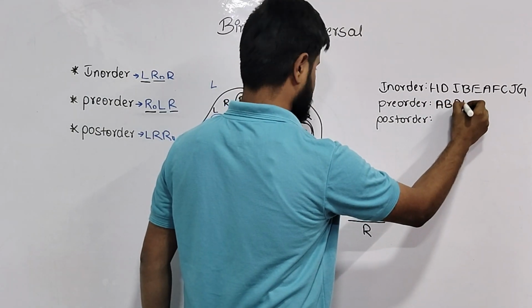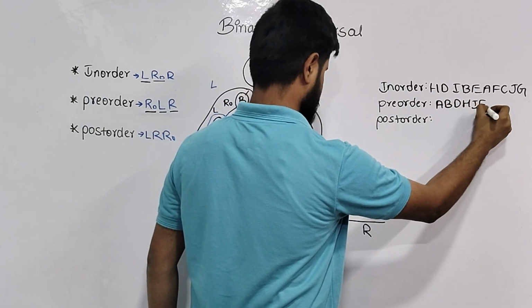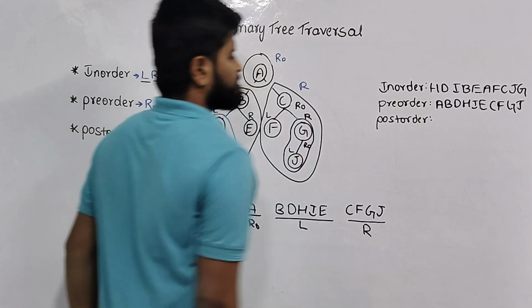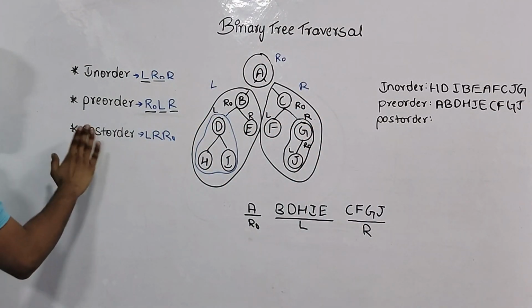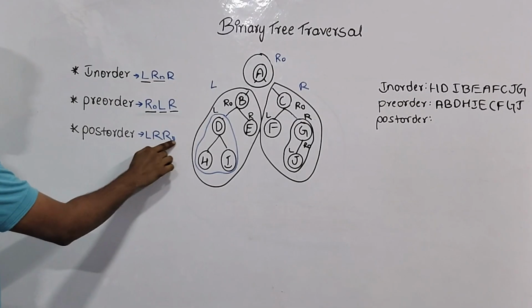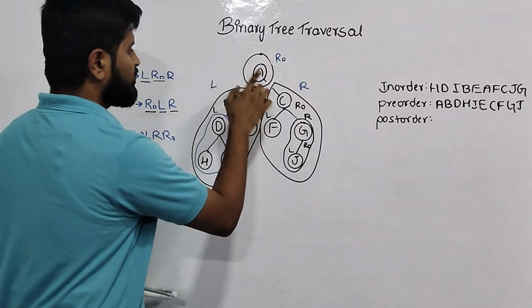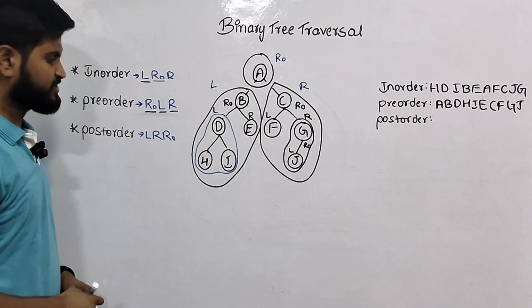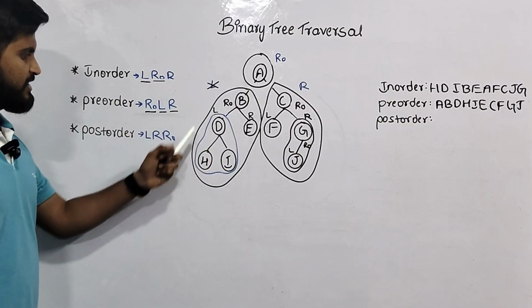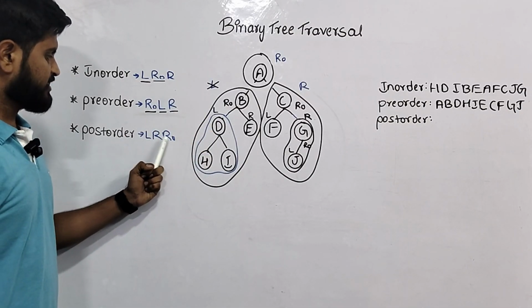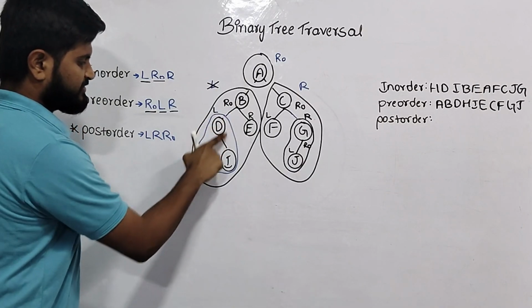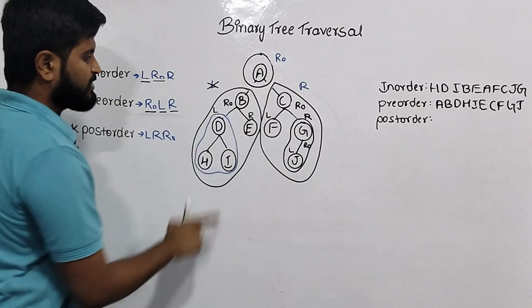A, B, D, H, I, E, C, F, G, J. Now let's write the post-order traversal. So what is post-order traversal? Left, right, root. So left means the left subtree first we will be taking. So in the left subtree again apply left, right, root. So root will be B, left will be this separate subtree and right will be E.